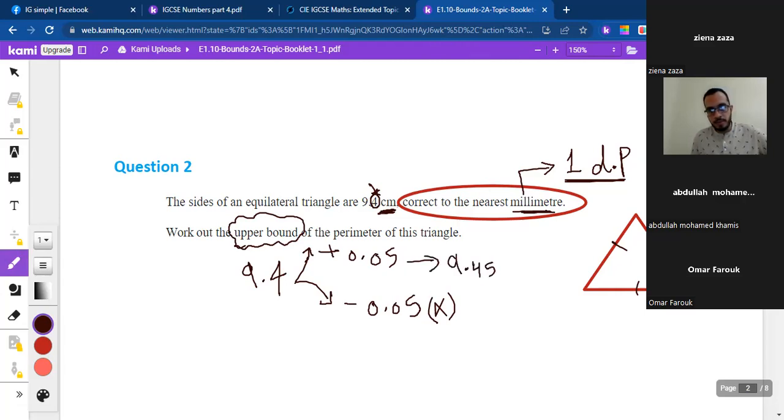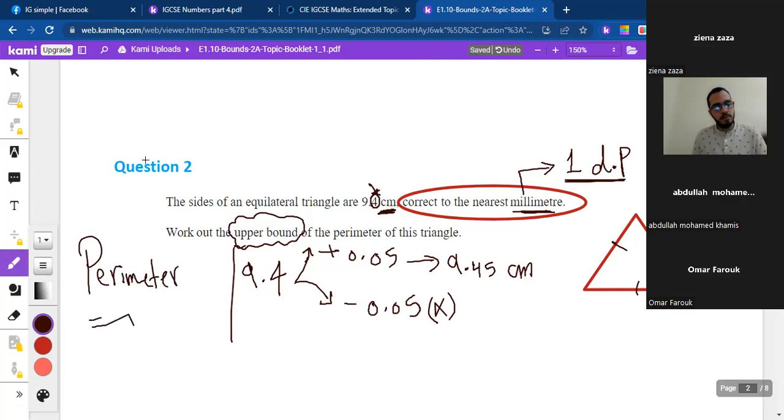9.45 centimeter. Because it is an equilateral triangle with 3 sides, and they also ask to work out the perimeter of this triangle, we'll multiply by 3. 9.45 times 3 is 28.35. So for the perimeter, either you multiply by 3 or you add 9.45 three times.